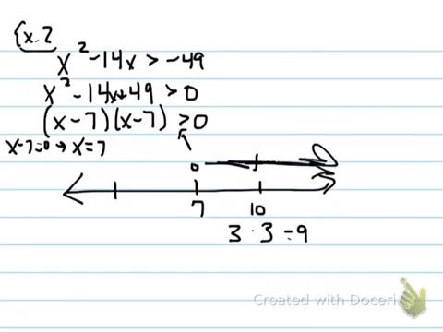Let's try something smaller than 7. Let's use 0. So we get negative 7 times negative 7. It's going to be positive 49. So guess what? Everything less than 7 works as well. This is a weird one. We've never seen an inequality like this.